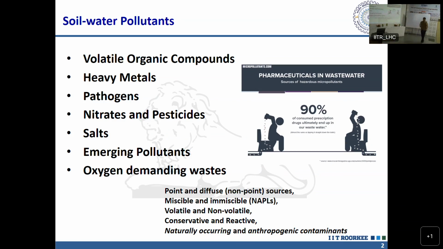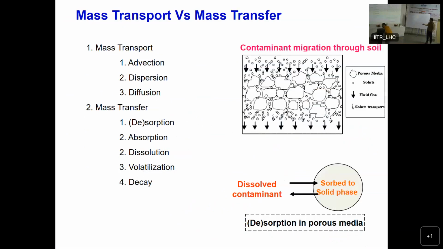So all these organic oxygen-demanding wastes get filtered, and the possibility of these oxygen-demanding wastes reaching groundwater is quite rare. We can also categorize them based on the point or diffuse source and the kind of pollutant, like miscible or immiscible. And also we can say that the contaminant dissolution processes are not going to take place.